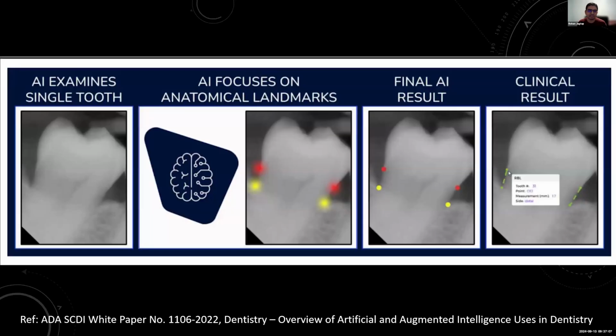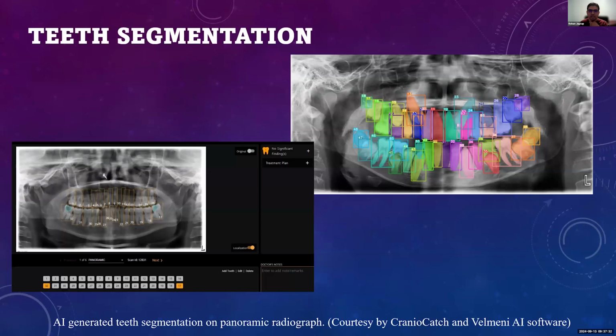This is a good example from our ADA white paper. If you want to examine a single tooth, this is the image of a tooth, then we are focusing on anatomical landmarks from the cementoenamel junction to the alveolar crest. Then the final results will look like this, and the clinical results will give an idea about the tooth number, and how much is the bone loss in millimeters on both sides, mesial and distal. So that's bone loss.